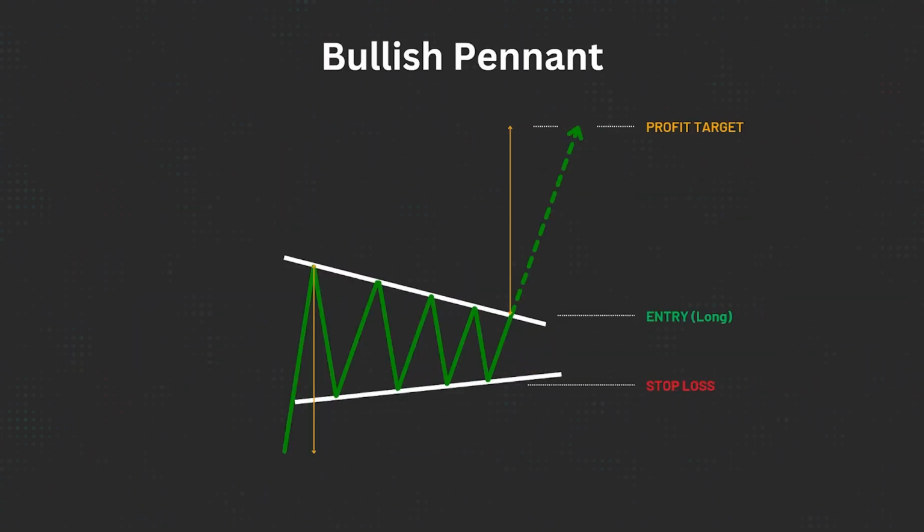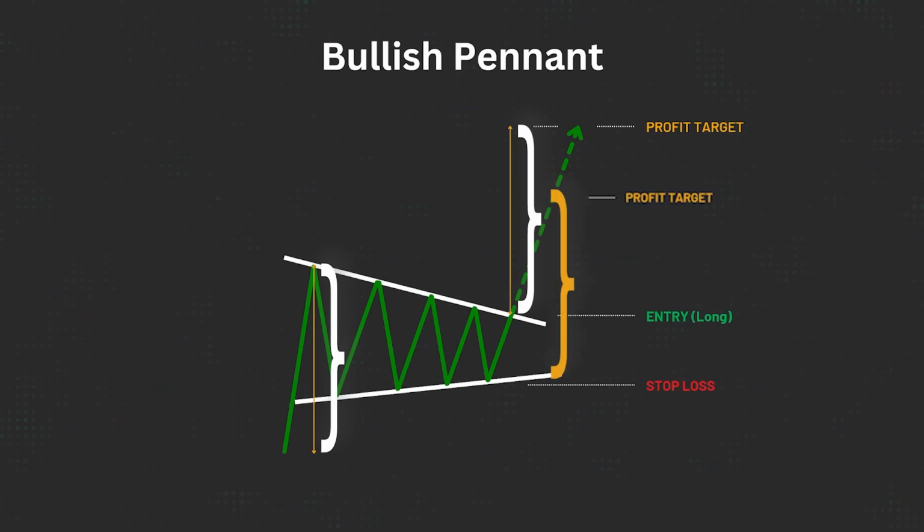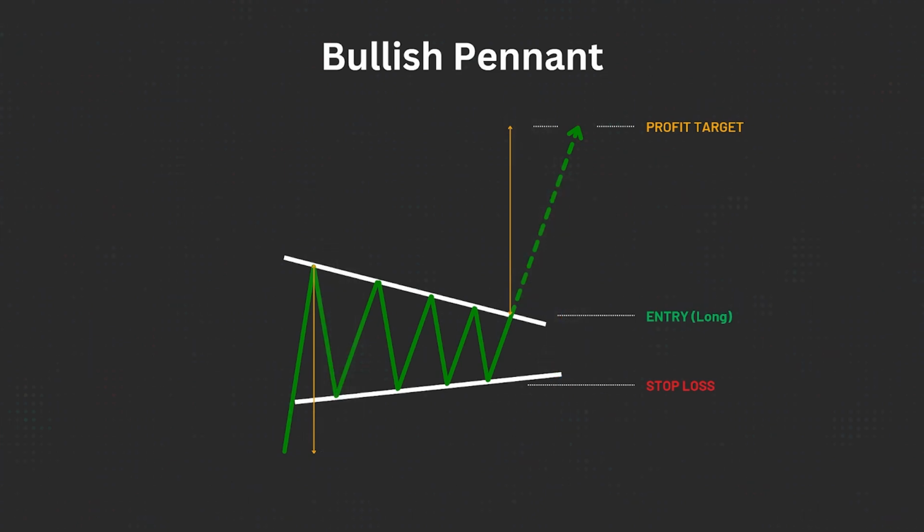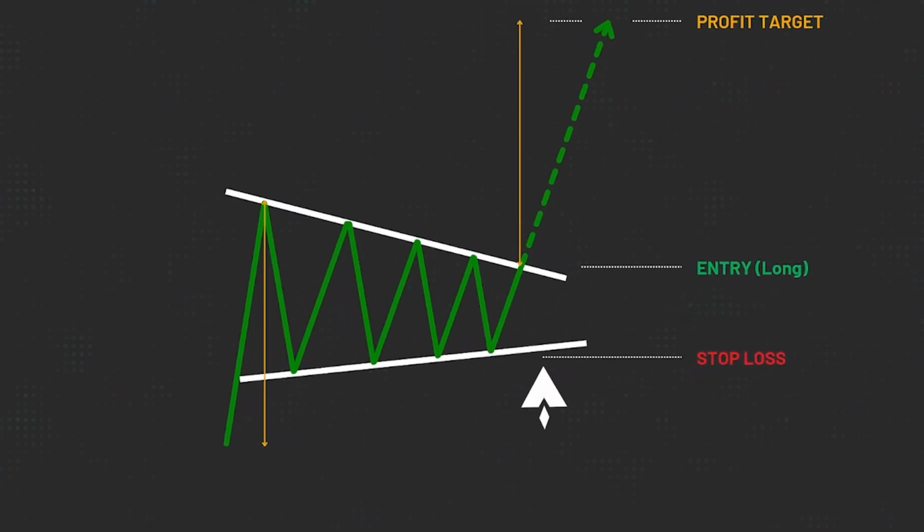The optimal trade is going long when the price breaks and closes above the pennant's upper trend line. For profit taking, the ideal target is typically set the same distance as the height of the flagpole. A more conservative approach, similar to the bull flag, would be measuring the same distance from the bottom trend line instead of the breakout point from the upper trend line. The optimal stop loss is placed just below the lower trend line of the pennant.